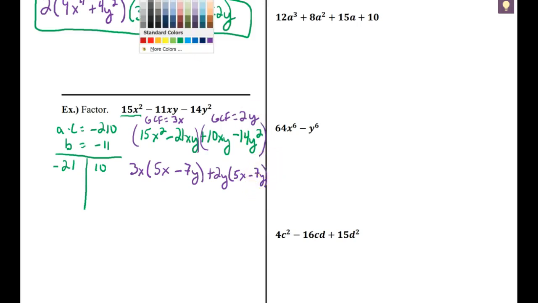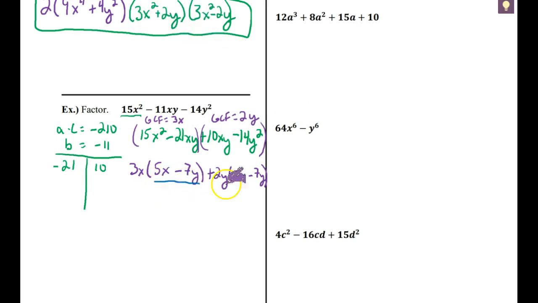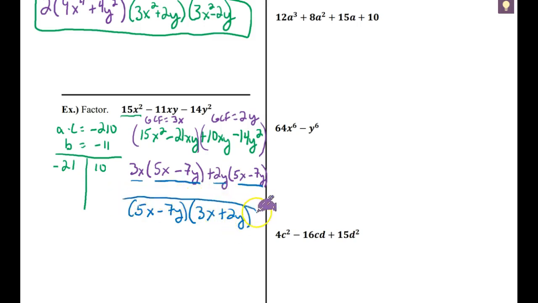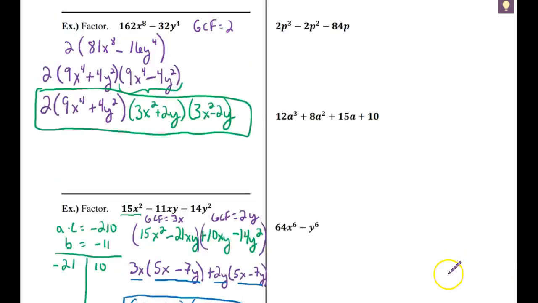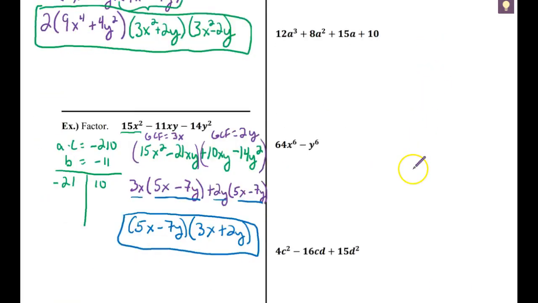Again, if I did this the right way, then these two terms should match. And they do. So that's the GCF. I'll take out that 5x minus 7y, and look at what's left. I'm left with a 3x and a positive 2y. And there's no more perfect squares or cubes or anything like that, so that's as far as we can go. Go ahead and try all the ones on the right here.